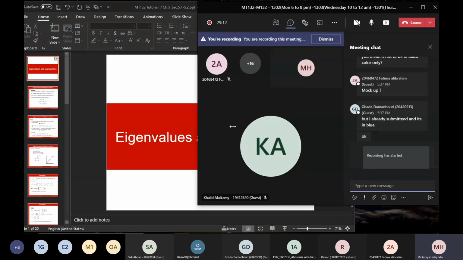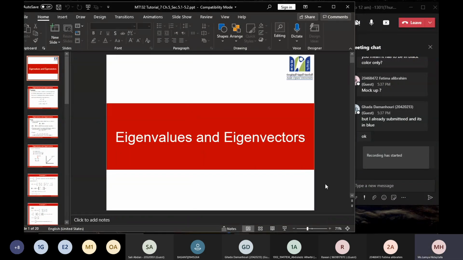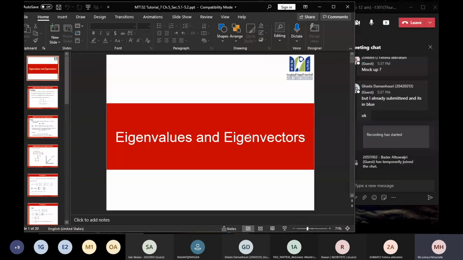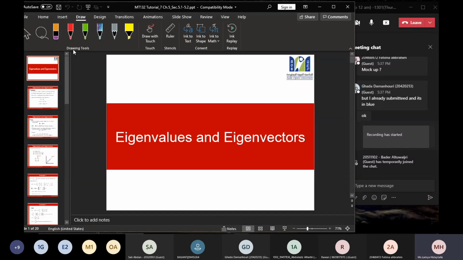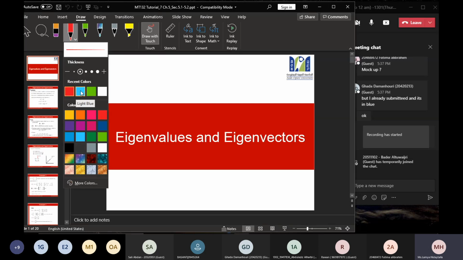Okay, today we will do tutorial 7, which is eigenvalues and eigenvectors. We want to define what the eigenvalue is and what the eigenvector is.